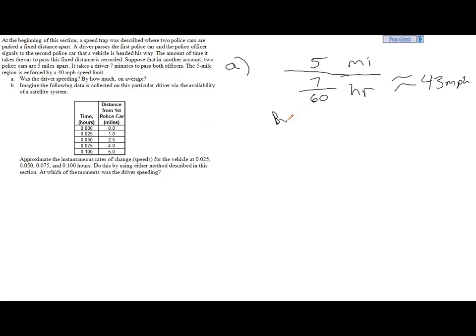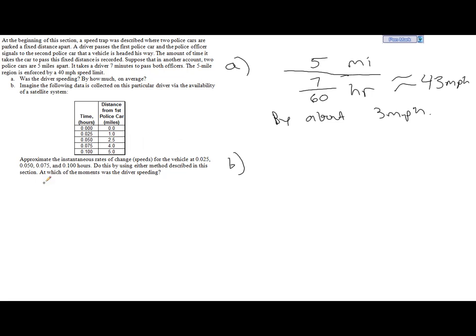By about 3 miles per hour. Now that's just an average. In part B, we're asked to imagine the following data is collected on this particular driver via the availability of a satellite system. And so here we have different times and then the total distance traveled from one cop car to the next. So we see that at 0.025 hours after passing the first officer, he had gone a total of 1 mile. We want to approximate the instantaneous rate of change, i.e. the speeds, for the vehicle at each of these different times here.